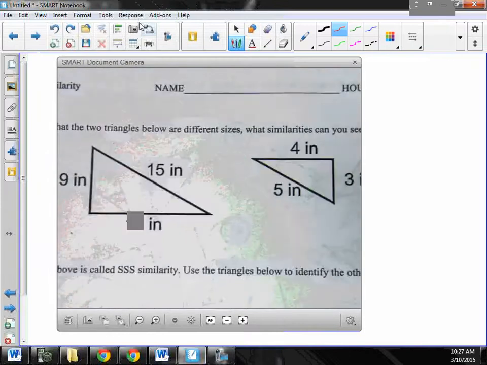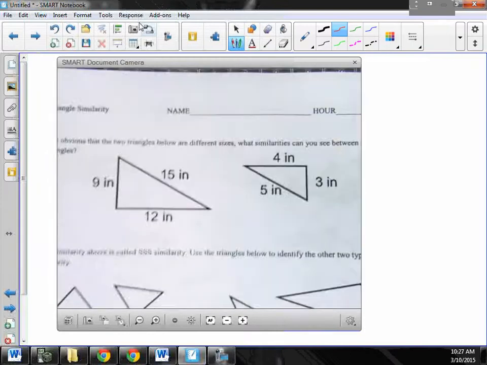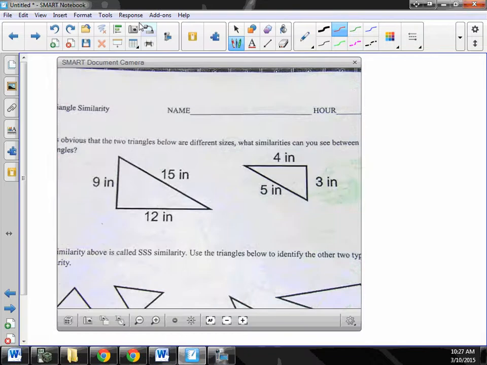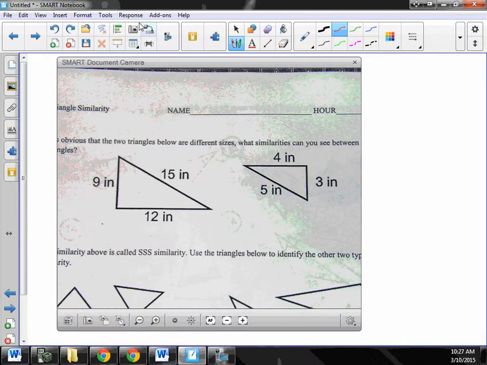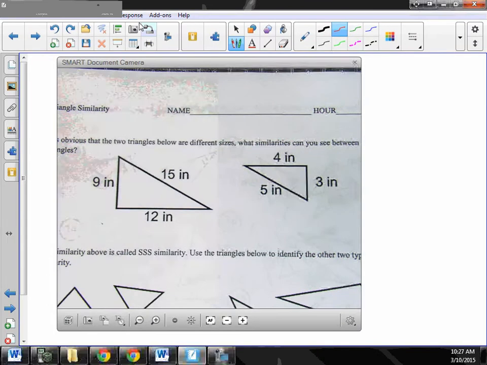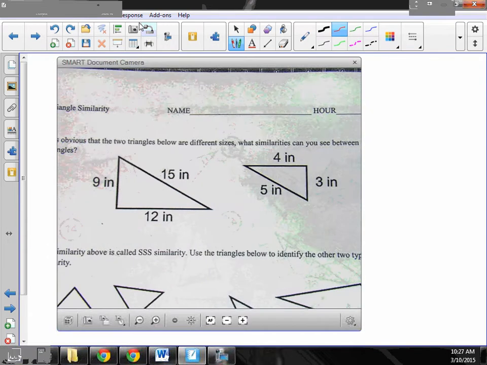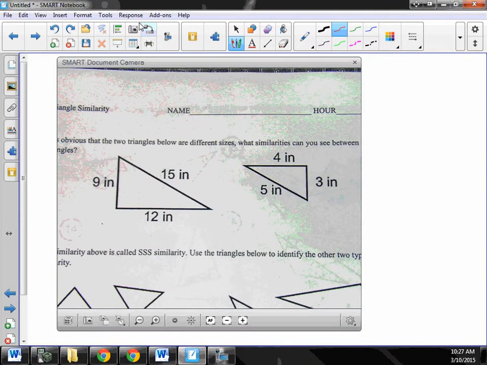So if you take a look at your worksheet, we have two similar triangles. How do I test these for similarity? How can I verify that they are in fact similar? Right, and how do I know which sides to match up with the other sides? Oh, don't trust the picture. So you can't look at it and say, oh, this one looks this way and this one looks another way.